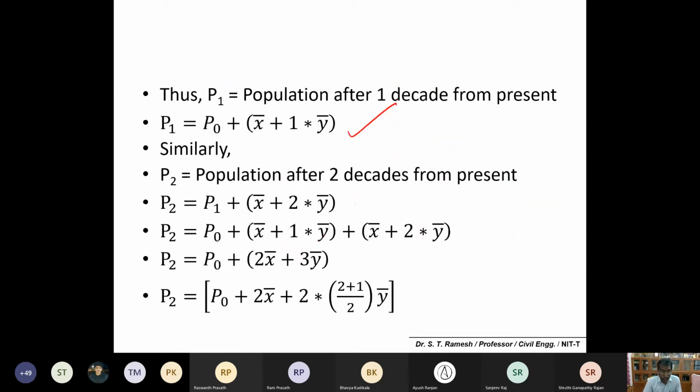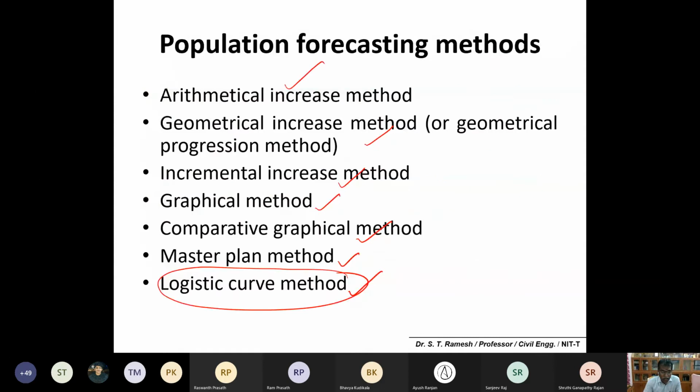So there are different methods. Please look very carefully: arithmetic increase method, geometrical increase method, incremental increase method, graphical method, comparative graphical method, master plan method, and logistic curve method. Now I'm going to show you one data set, and we'll solve it with the different methods. I'm not going to discuss individual problems. With the same data we'll plot and compare, and you could understand better what is the excess projection, what is the under projection, and which method is best. Is it okay?